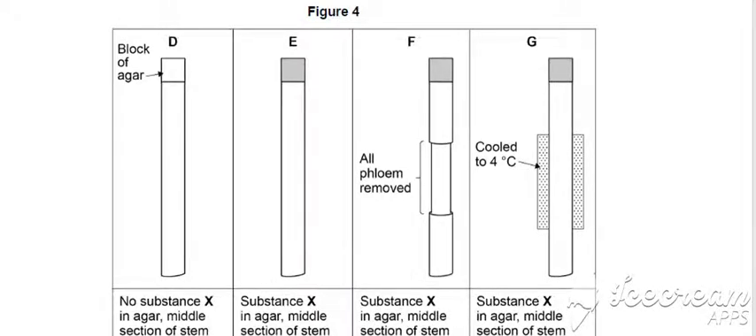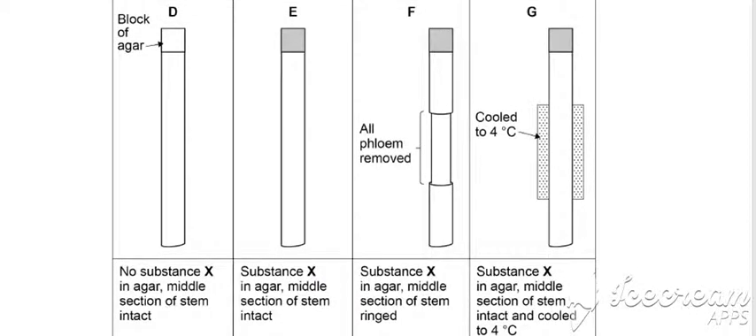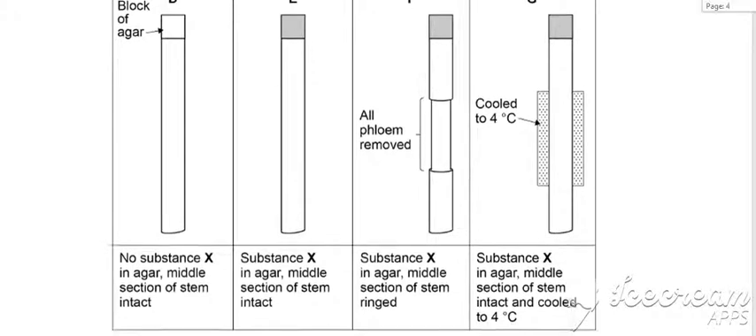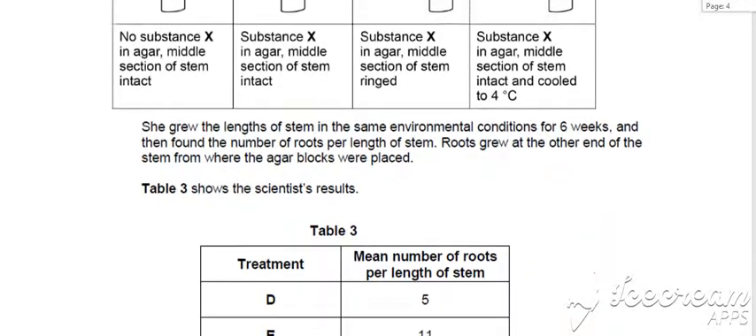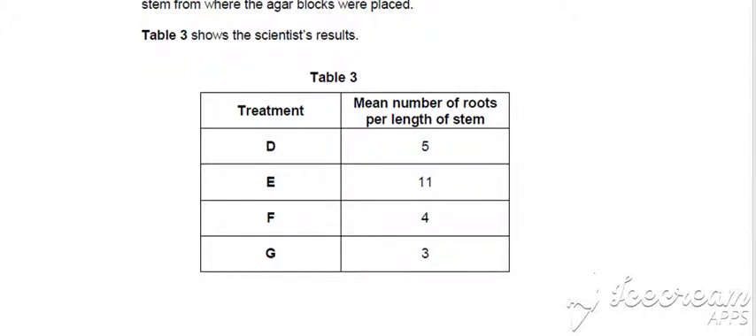So in this question, we're given 4 different situations where we're looking for how substance X will affect that particular plant. So you've got D, which is our control because there's no substance X and the stem's intact. E has X, but it still has the stem intact. F has the phloem removed, and G has the stem cooled down. And then we're also given the results of the experiment after 6 weeks. We're given the mean number of roots per length of stem.